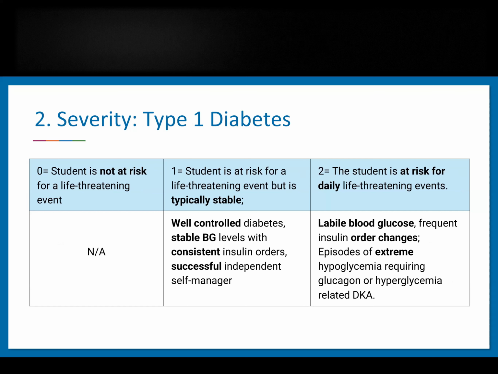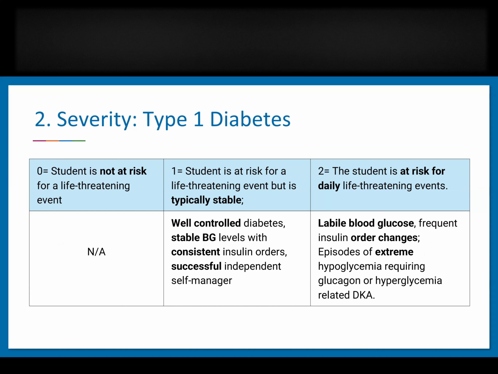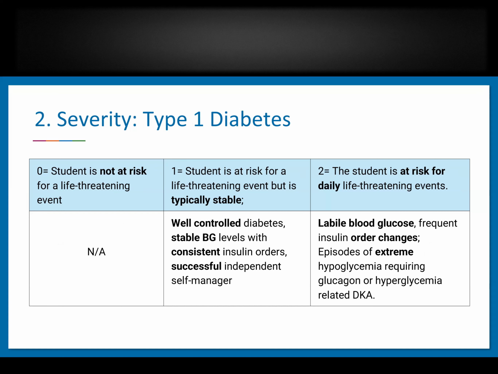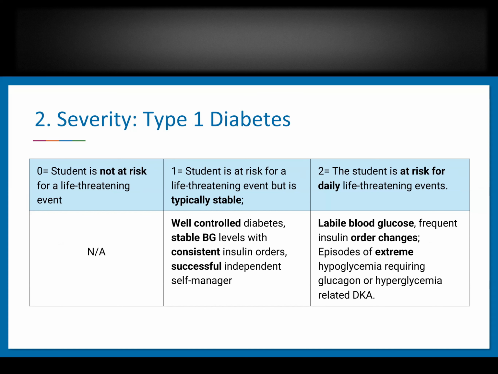Consider a student with type 1 diabetes. It would be unlikely that a student with type 1 diabetes would score a 0 as having no risk at all for life-threatening events. Rather, an assessment would determine if the student is at risk but typically stable, perhaps with well-controlled diabetes, stable blood glucose levels, with consistent insulin orders, and/or is a successful independent self-manager. Or is the student at risk for daily life-threatening events, presenting with labile blood glucose, frequent insulin order changes, and/or experiencing episodes of extreme hypoglycemia requiring glucagon or hyperglycemia related to DKA.